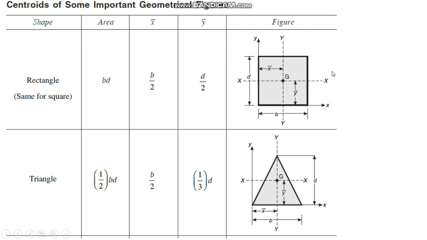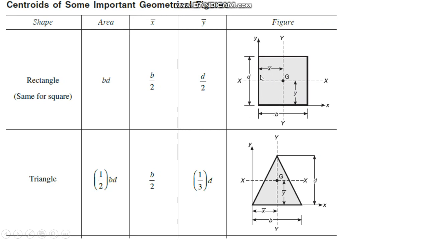The area of the rectangle, where the breadth is b and depth is d, will be b into d. Here x bar, the distance of its centroid from the y axis, is b by 2, and y bar, the distance of its centroid from the x axis, is d by 2. So this is b by 2 and this is d by 2.